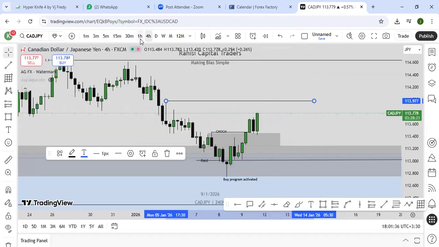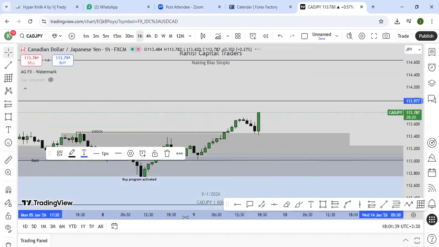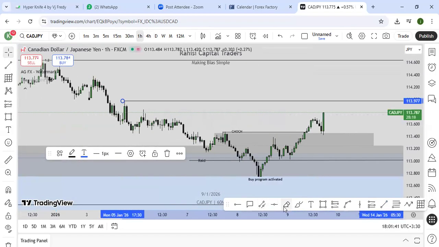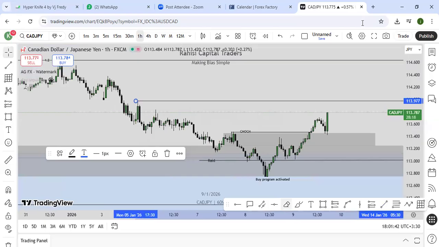So you can still do the same on H1 to see. You see how H1 is clear. It is just reacting right now, and we are going with it.